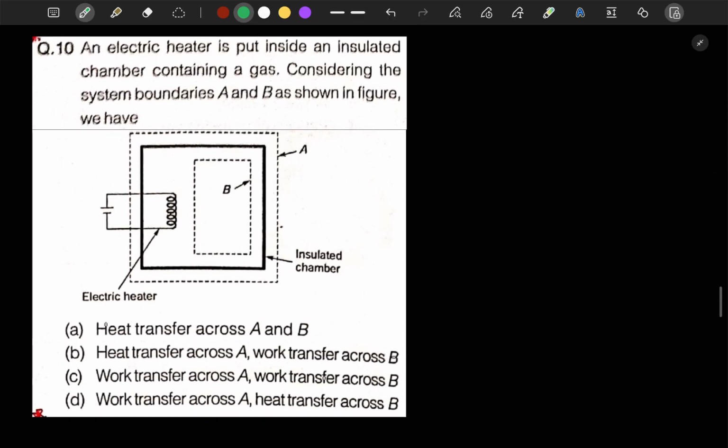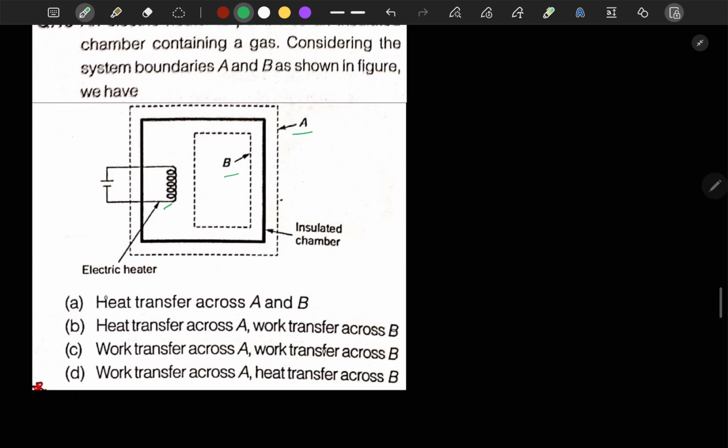An electric heater is put inside an insulated chamber containing a gas. So this is the electric heater, it is put inside the insulated chamber. Consider the system boundaries A and B as shown in the figure. We have heat transfer across surface A and B.